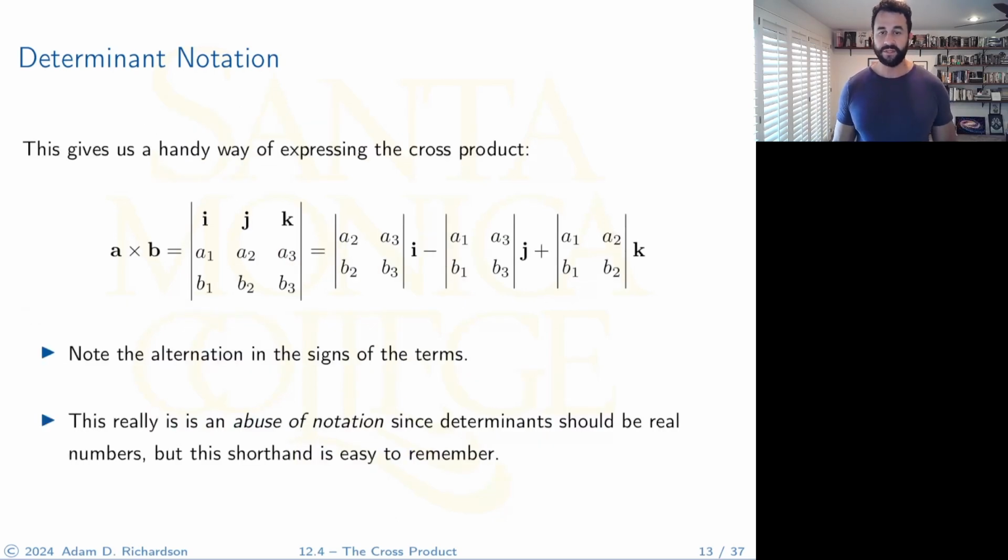All right. So why is this so nice? Well, this gives us a really easy way of expressing the cross product using determinants, and then you don't really have to remember much. You just remember the standard basis vectors. Put those in the top, and then do A1, A2, A3, B1, B2, B3, and then use that process that I just described a moment ago.